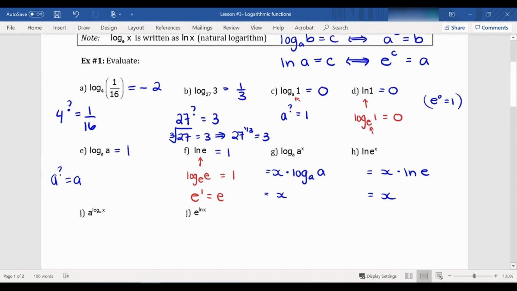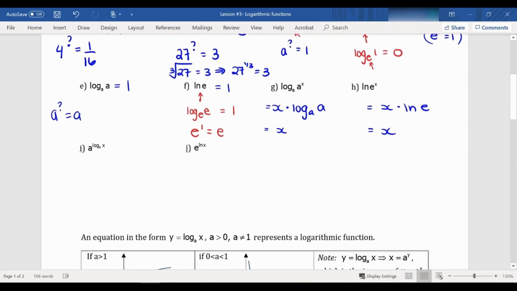Okay. If we have a to the power of log base a of x, first, we don't know what this equals. So I'm going to say this equals some number y. Now, if I log both sides here, I'm going to log base a, since the base of our exponential is a.